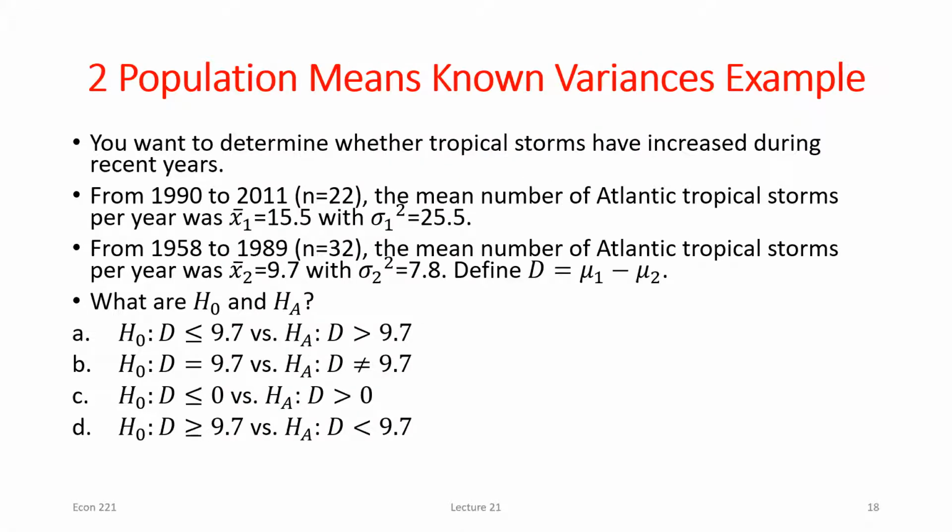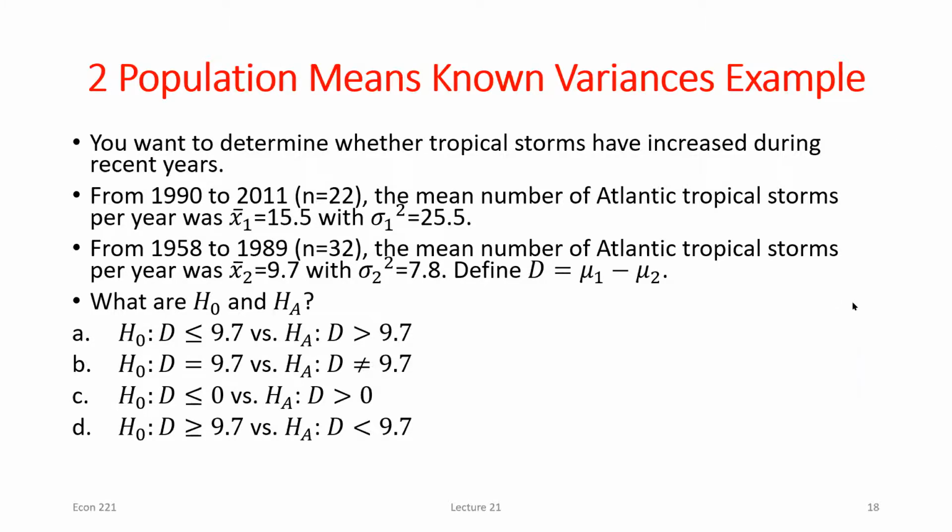Now, I say everything's the same. Identifying the null and alternative does become a little bit more tricky when we're dealing with two-sample tests, and we'll see why in this example. So let's say I've got two time periods. I've got a newer time period where I find the average number of tropical storms per year is 15.5, and an older time period, with slightly more years, so my sample size will be a little higher for this group. In this time period, I find a sample mean of the number of tropical storms per year of 9.7. So I want to determine whether or not tropical storms have increased during recent years.